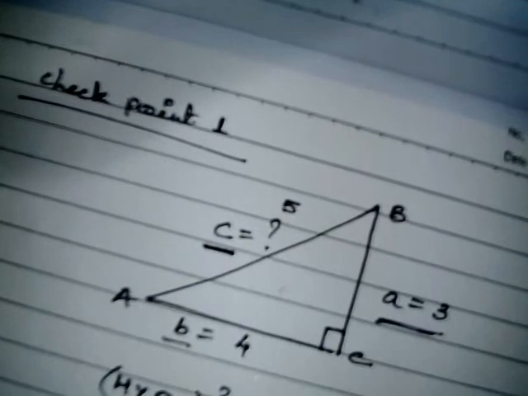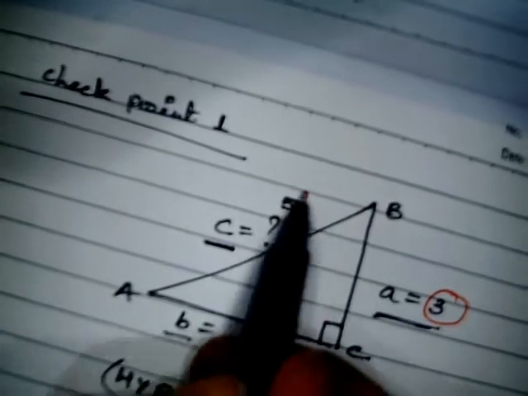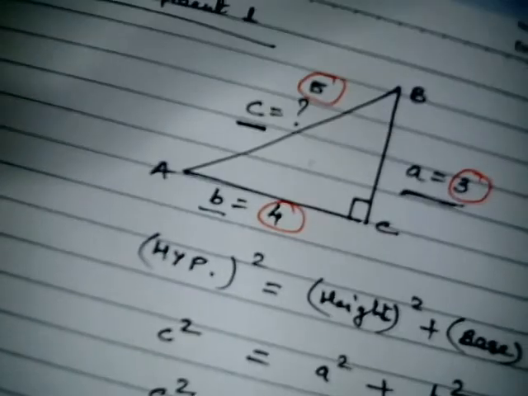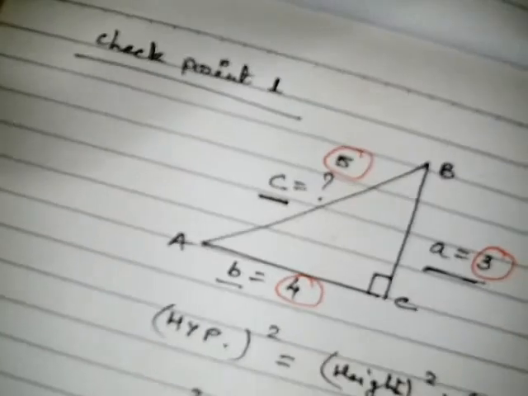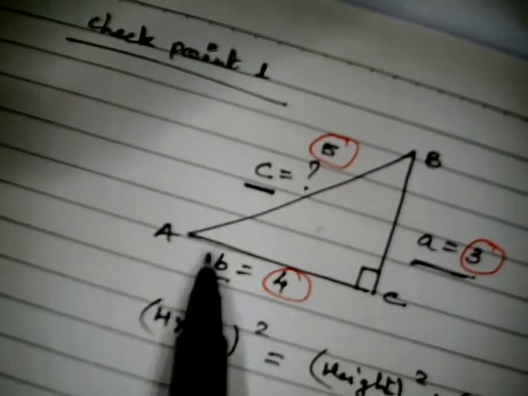Now we know all the three values. We know height, we know base, and we know hypotenuse. Now I need to calculate the 6 trigonometric functions. The 6 trigonometric functions are sine, cos, tan, cot, sec, and cosec. I am going to calculate first sine, cos, and tan, and with the help of those I will calculate the remaining 3. I am going to calculate all the 6 trigonometric functions for angle A.